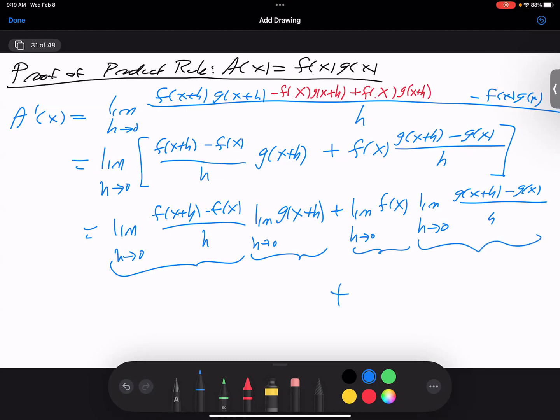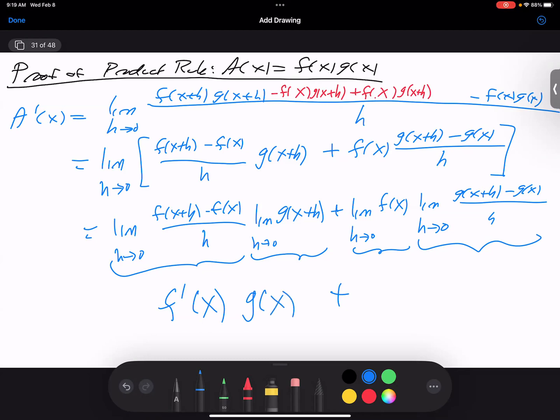As h goes to 0, what does this first piece go to? Yes, that just goes to f prime at x. And what does the next thing go to? As h goes to 0, what does g of x plus h go to? So what will g of x plus h go to? As h gets closer and closer to 0, g of x plus h is going to go to g of x.